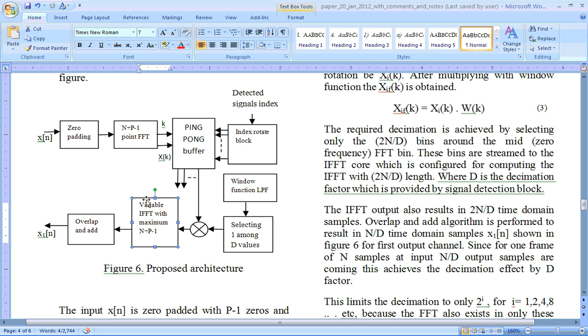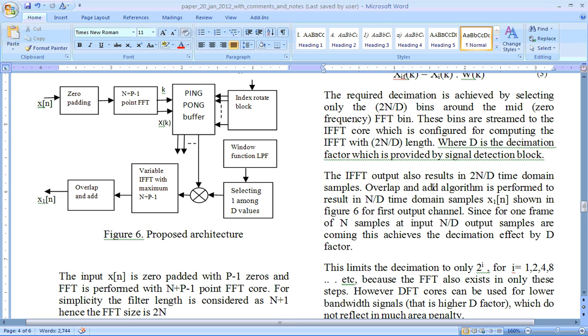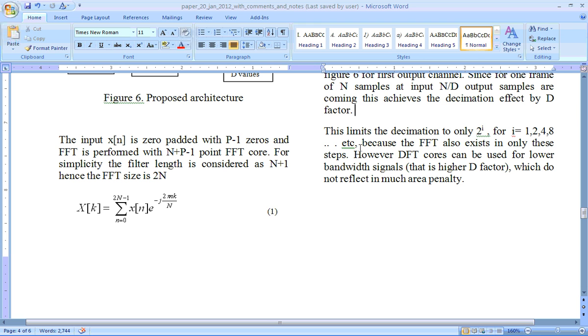In the Xilinx core it is available. Now next, the FFT output also results in 2n by d time domain samples. Overlap and add algorithm is performed to get n by d time domain samples. So you are giving n samples, you are getting n by d time domain samples. That's what we call decimation by d. This limits the decimation to only 2 power i.